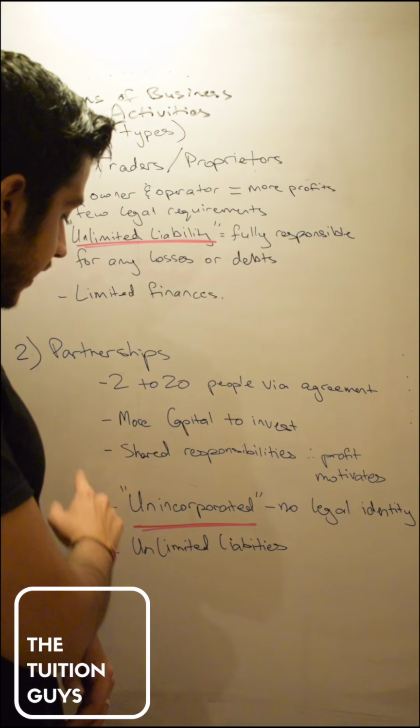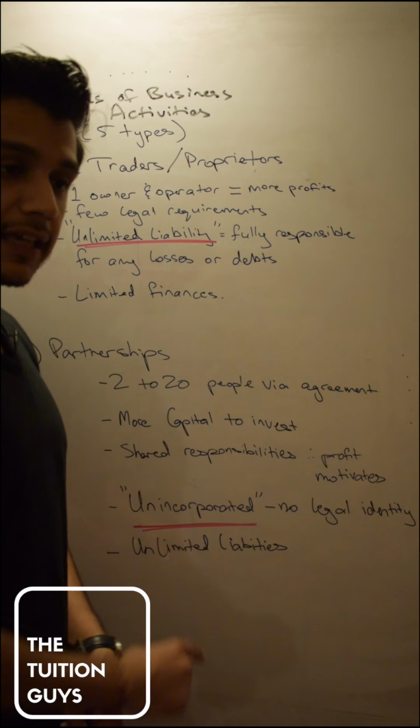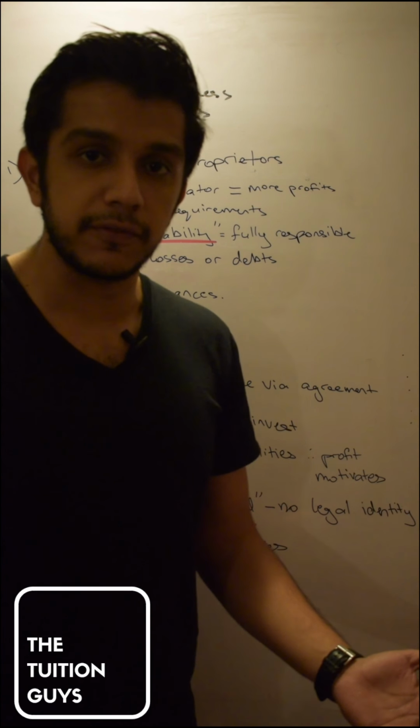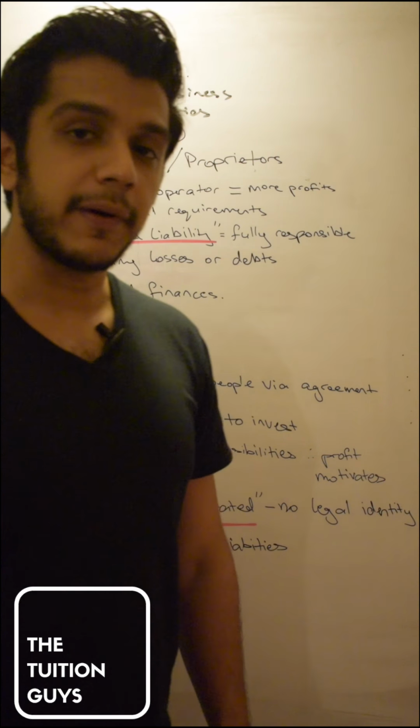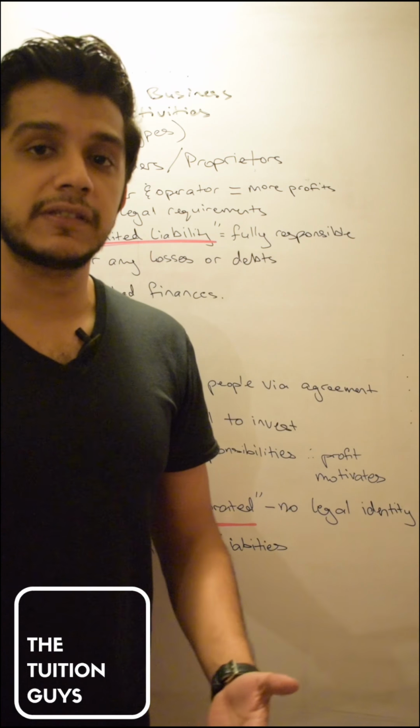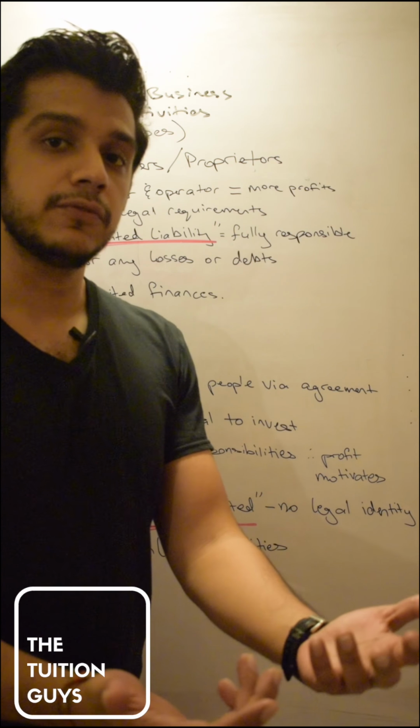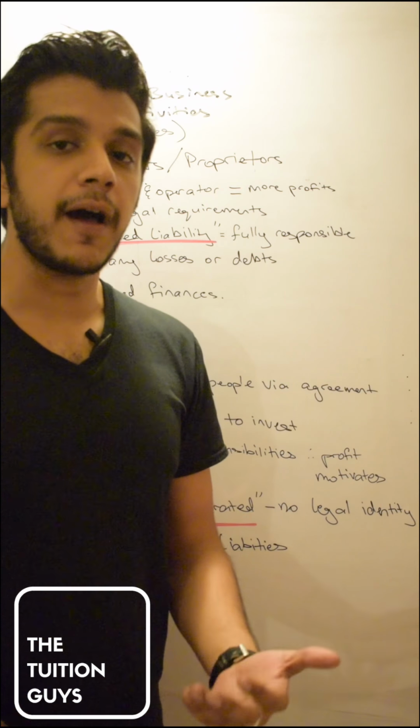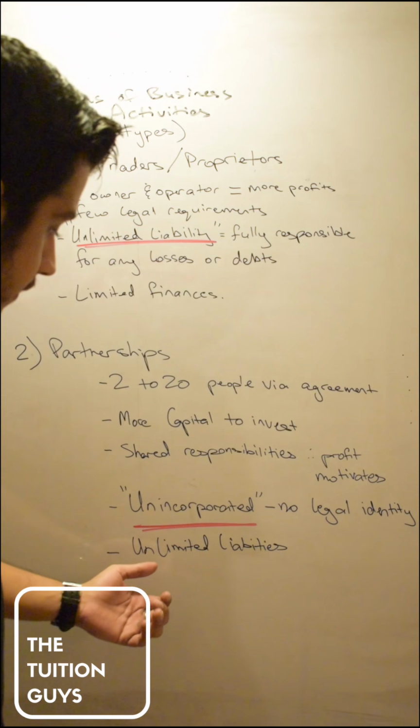Again, partners also have unlimited liability. That means that if, say, the tuition guys shut down, God forbid, which should never happen, and whoever we've taken money from to set this up, we're still accountable for that. We have to pay them back from our own pockets.